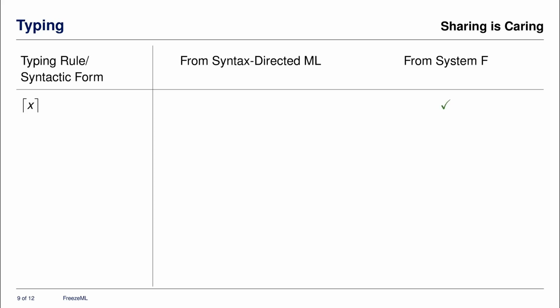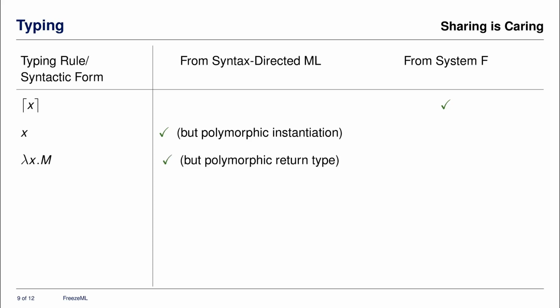The typing rule for frozen variables is actually just the typing rule for normal variables in SystemF. For variables that aren't frozen, you can use the variable rule from syntax-directed ML, which does the same kind of instantiation. You only have to change the rule so that the instantiation is allowed to be polymorphic. You can also take the rule for unannotated lambdas from ML.